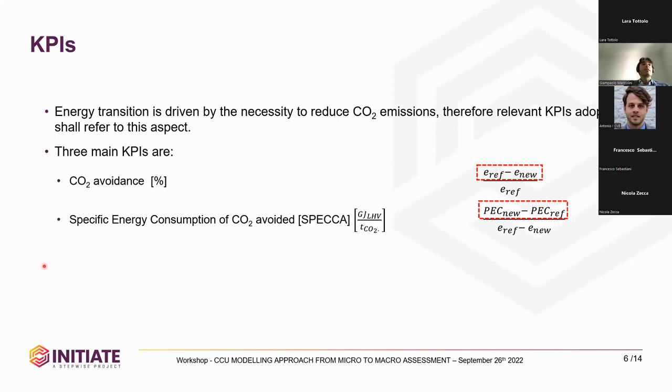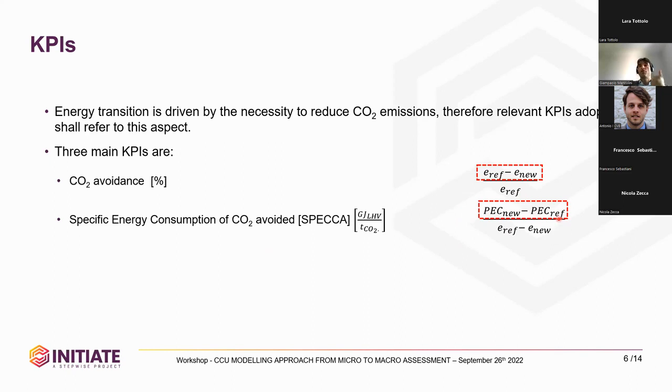Another aspect can be the specific energy consumption of CO2 avoided. There is no free meal. If we want to reduce the CO2 emissions, we need typically to consume more primary energy. And this is expressed by the SPECCA parameter, which is the ratio between how much primary energy we consume more to avoid CO2 with respect to how much CO2 we avoid.